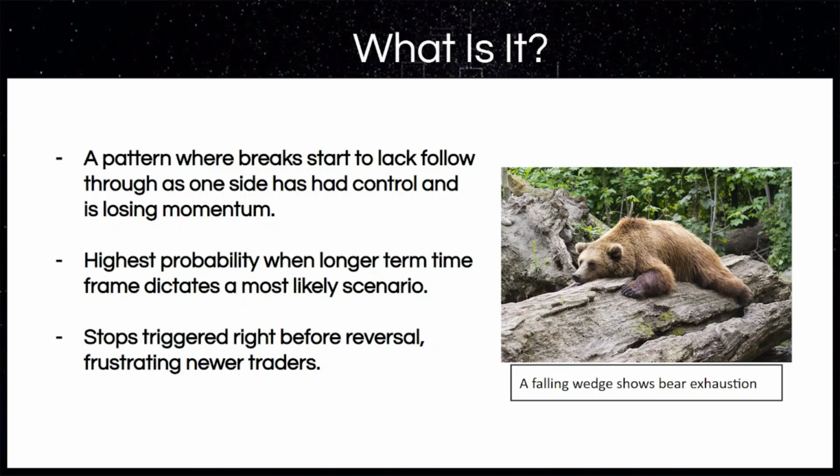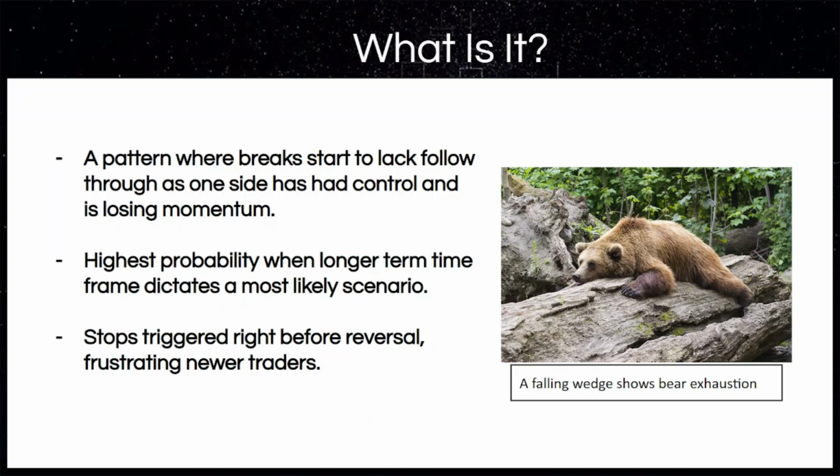It shows that the direction that has had control of a trend is losing momentum, and the highest probability for these wedges to play out is when they fit in line with the longer term time frame's most likely scenario. And when we look at some examples here in just a moment, I'll explain that in more detail as far as knowing when the more probable scenarios are shaping up.